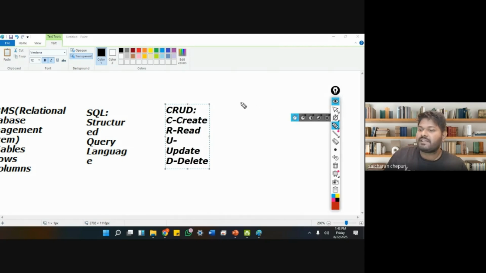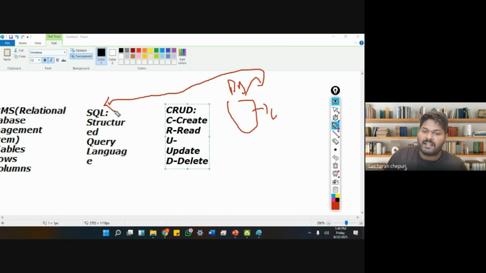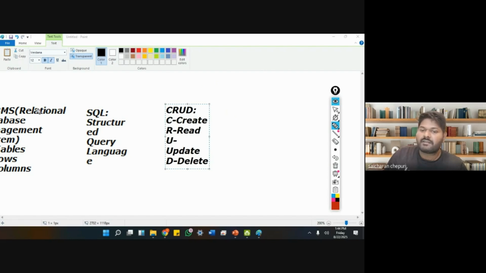So a database is created on a computer, right? A computer is able to understand C language, but how about a database? For that purpose, we need Structured Query Language. And with SQL, we will perform CRUD operations: create, read, update, and delete, right?